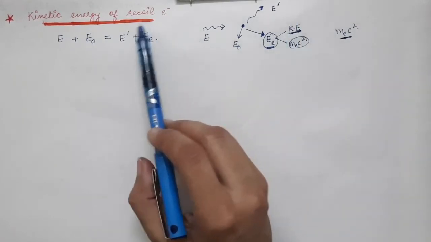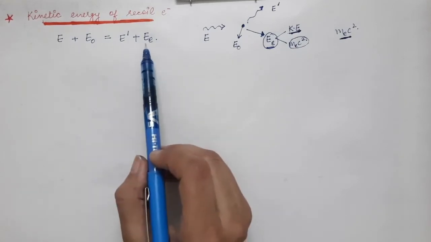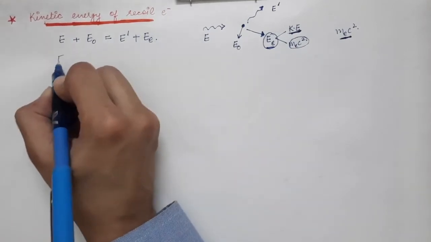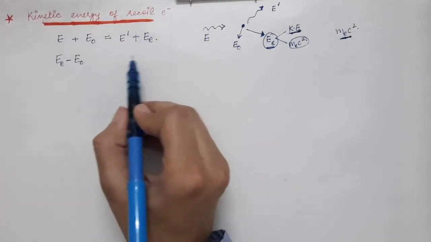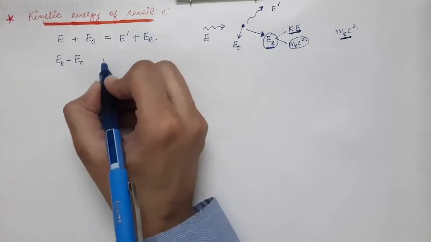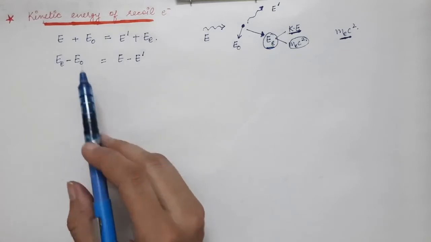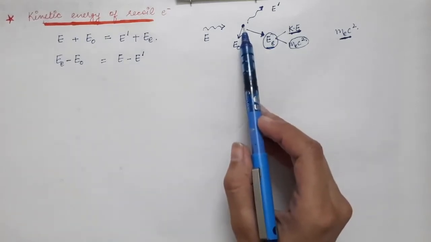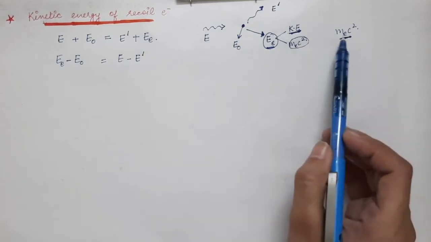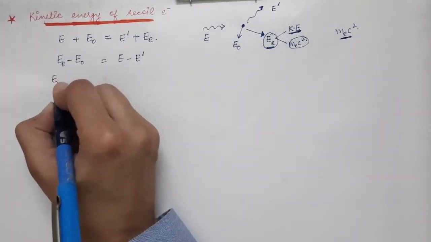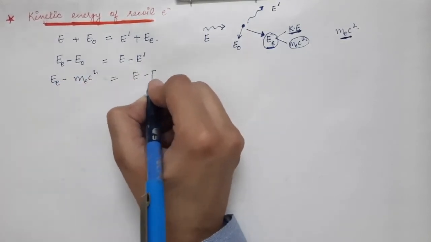Here we are going to find the kinetic energy of the recoil electron. From this equation, we are going to take E_e minus E_0 on one side, and that will be equal to E minus E prime. And what is E_0? E_0 is the rest mass energy, the initial energy of the electron, and that is m_e c square. So this is E_e minus m_e c square, which is equal to E minus E prime.